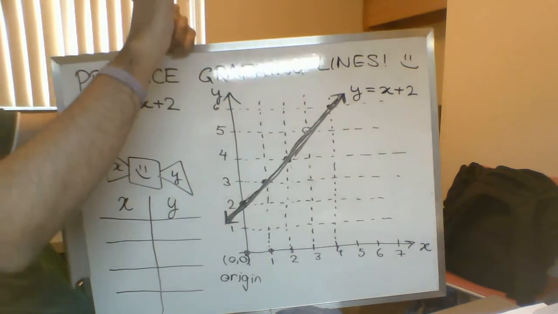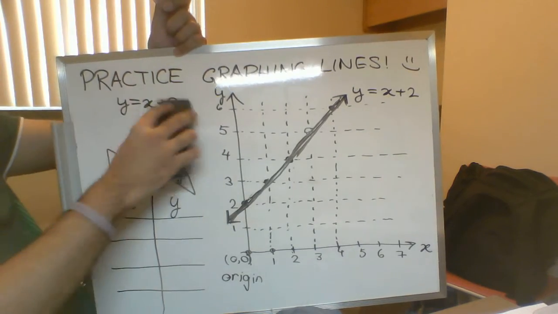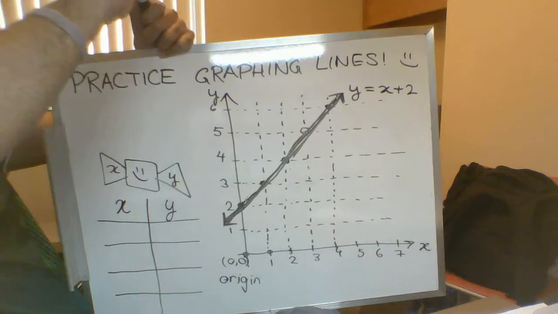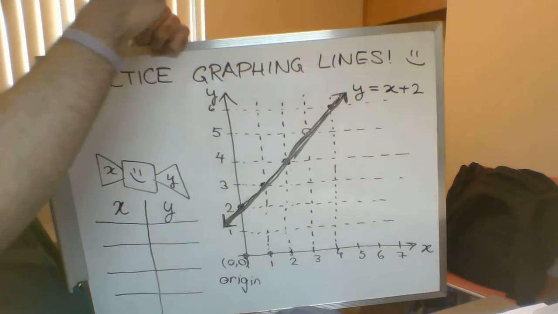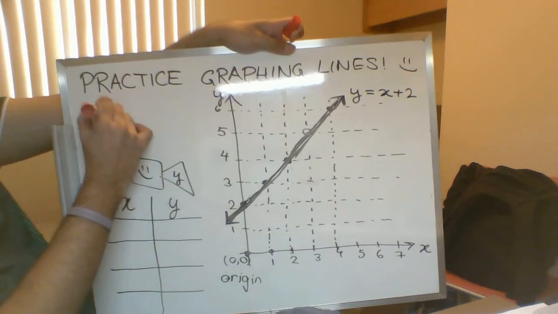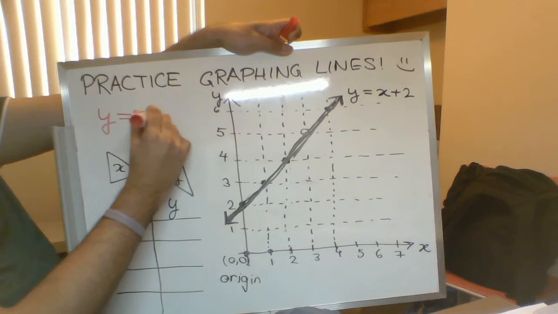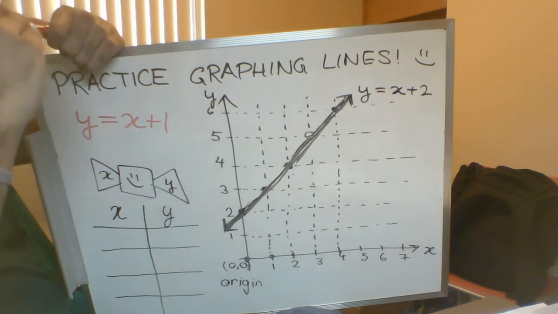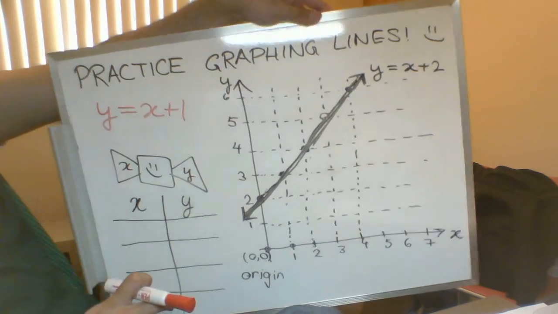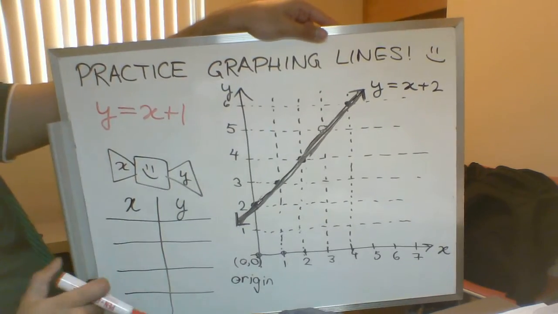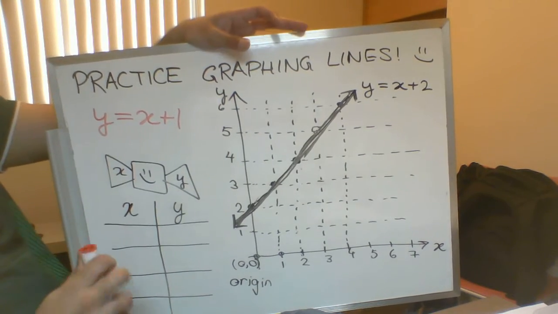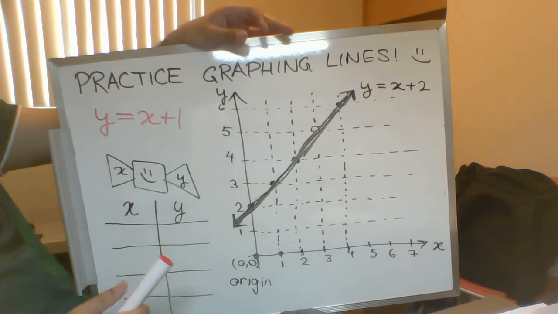So the equation we're going to do the second time, let me get rid of this from over here, is y equals x plus 1. All right, so we're going to graph y equals x plus 1. We're going to go through the same process with the table, and then we're going to go through the same process with trying to graph it, and we'll see what results we get.